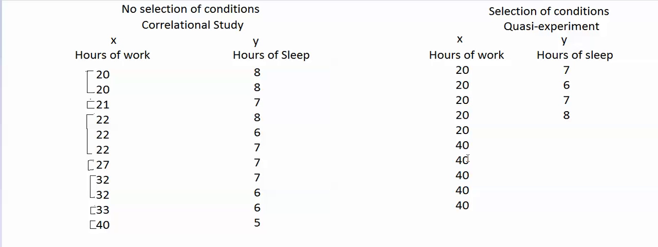This would actually be ex post facto because this group was already working 20 hours per week before entering the study. This group was already working 40 hours per week before entering the study. So they actually experienced one situation or the other before coming into the study. And all I'm doing is a survey to try to look at the effect of these two situations. So this would be ex post facto, actually.